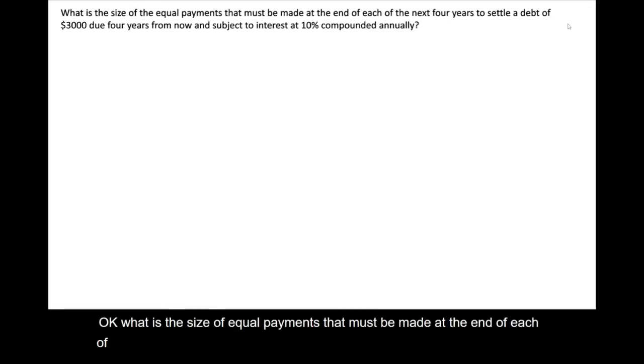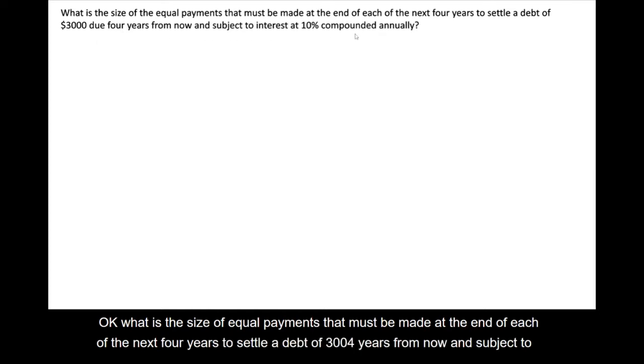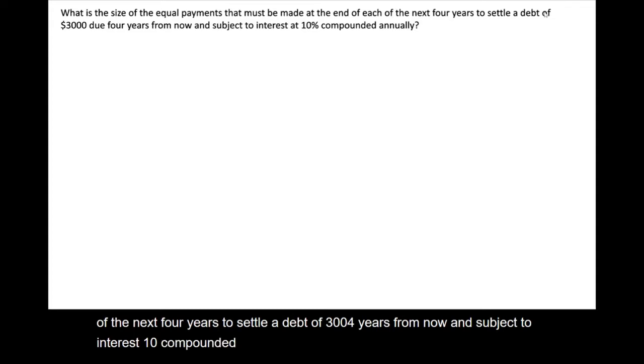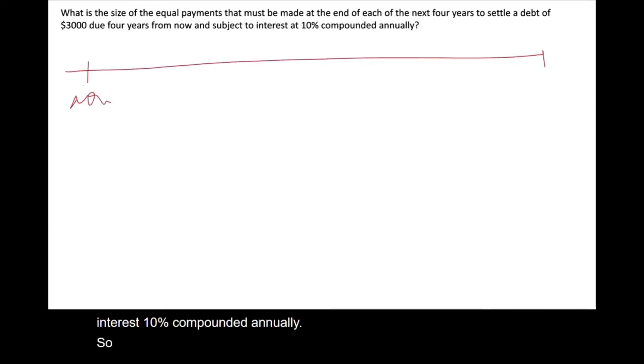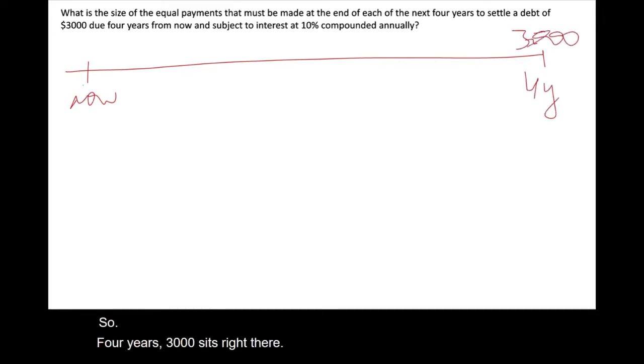Okay. What is the size of equal payments that must be made at the end of each of the next 4 years to settle a debt of 3,000 4 years from now, subject to interest of 10% compounded annually? So now, 4 years, 3,000 sits right there. End of each of the next 4 years.